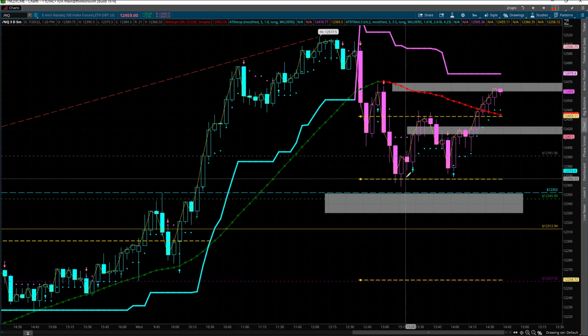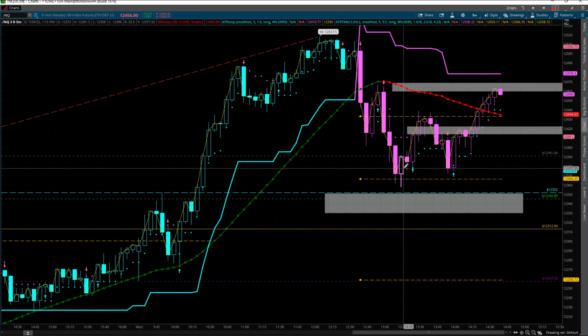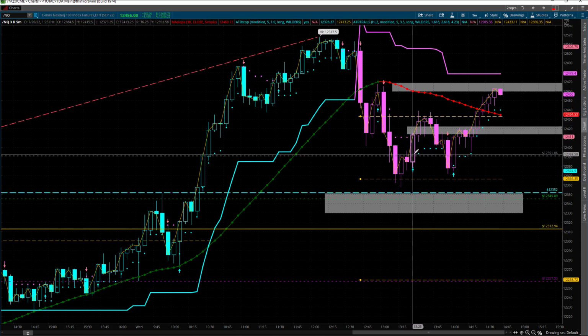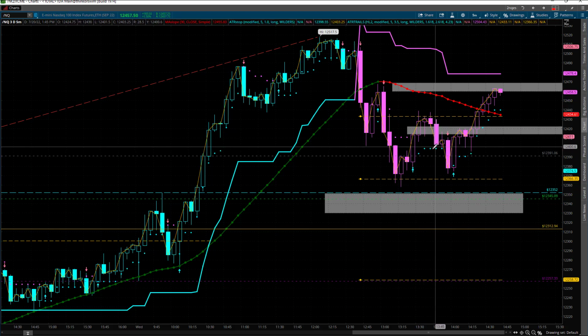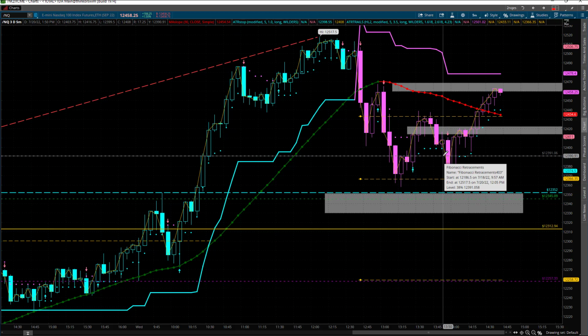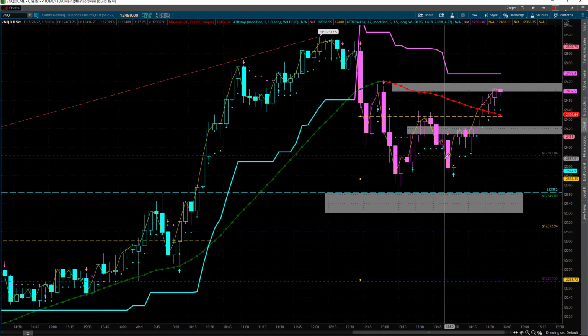That was 12,352, but you can see we rotated up for one time cycle, 5, 10, 15, 20, 25, but also these dots turned to blue. And if the dots go blue, I'm willing to step in on a second test here. So I actually ended up buying this second test at 12,391. I called it out in the room, placed my limit.